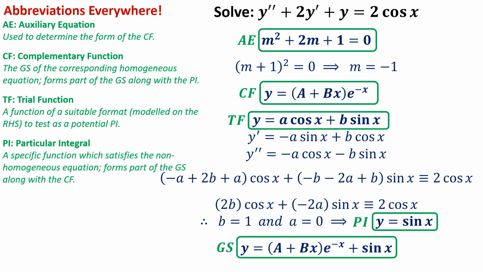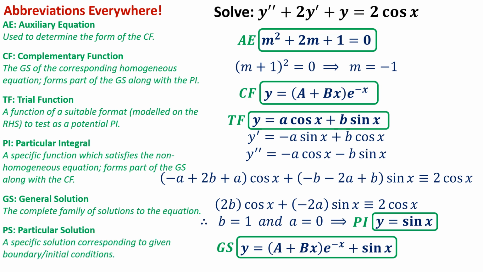And last, but by no means least, we have the general solution itself. This is the complete family of solutions to the original equation, and it's produced by simply adding the complementary function expression to the particular integral's expression. So the a plus bx e to the minus x gets added on to the sine x, and I've got my general solution. The only acronym in my list that wasn't used in this particular case was PS, the particular solution. And for this, you would need to be given some additional information.